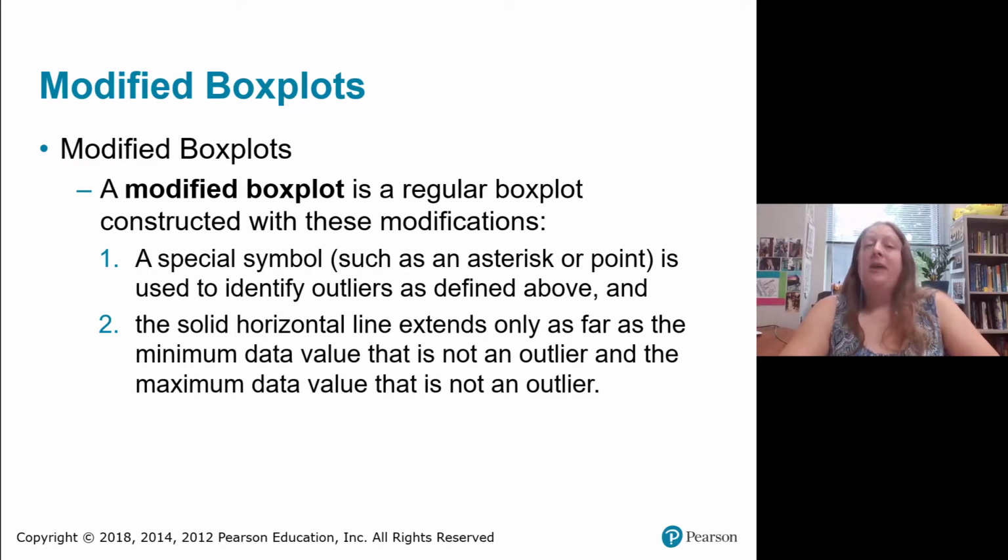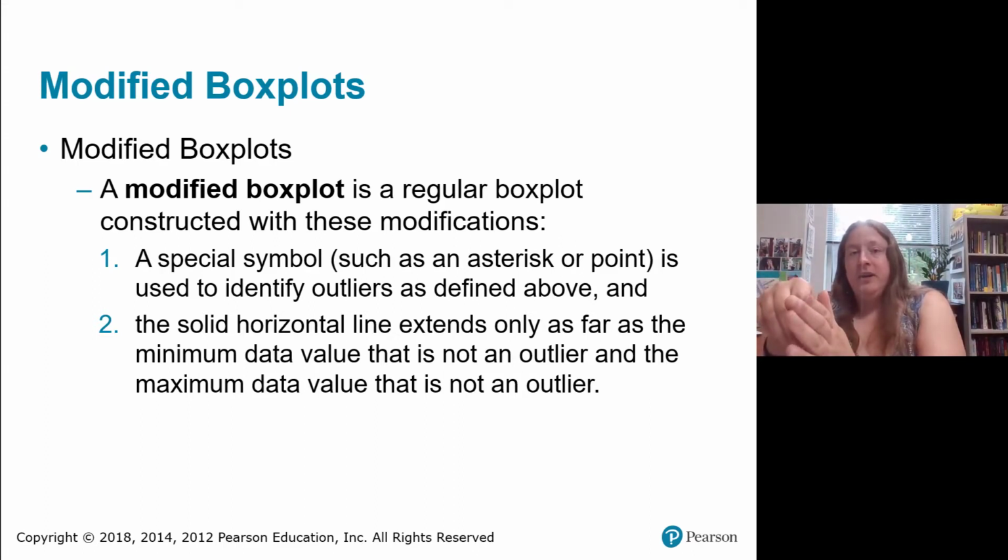Sometimes we want to denote outliers in our box plot. A modified box plot does just that. So if we have any outliers, we use either a round point or an asterisk or something to mark that the data point exists. But then we move our minimum and maximum values down to the first value or most extreme value that's within that range of quartile 1 minus 1.5 times the IQR and below the quartile 3 plus 1.5 times the IQR.